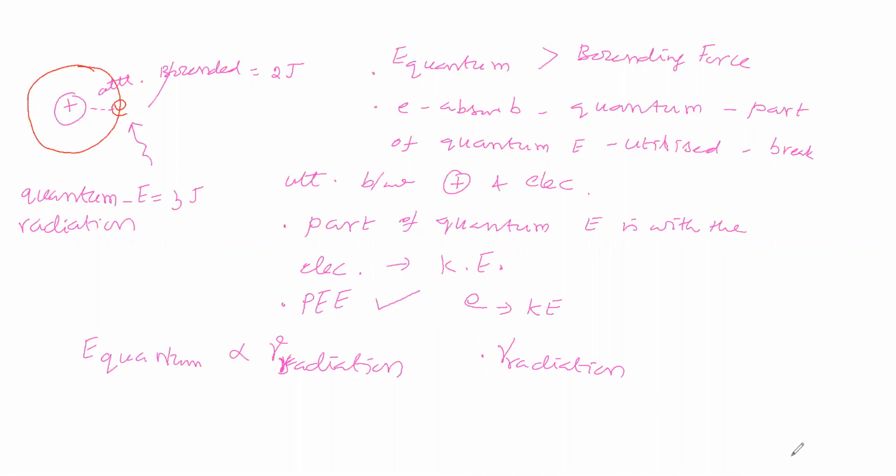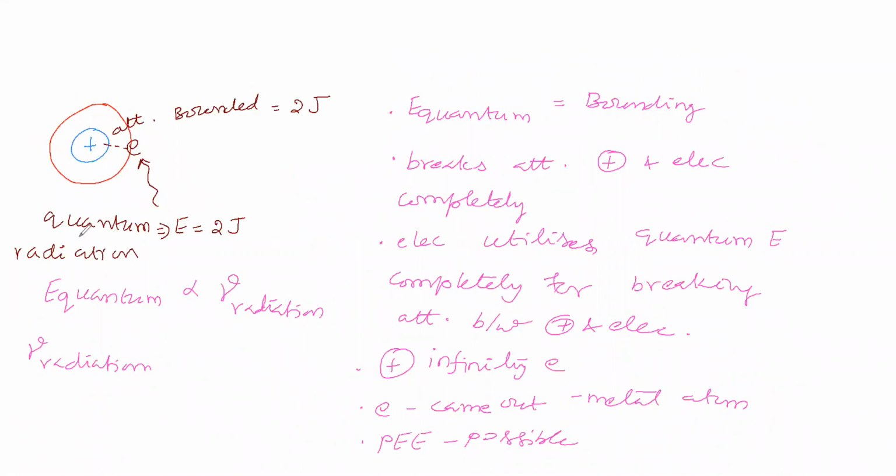Okay. Now we will see in this case. Here energy of quantum is 2 joule. Attractive force, that bonding force between nucleus and electron is 2 joule. Here what happened means electron utilized that quantum energy completely for breaking attraction between nucleus and electron. Here also photoelectric effect is possible.